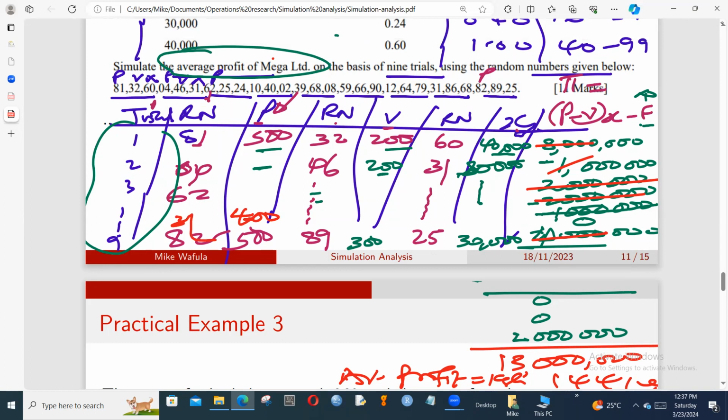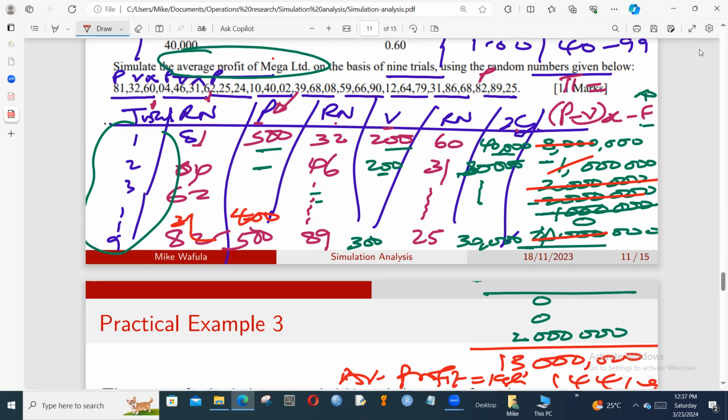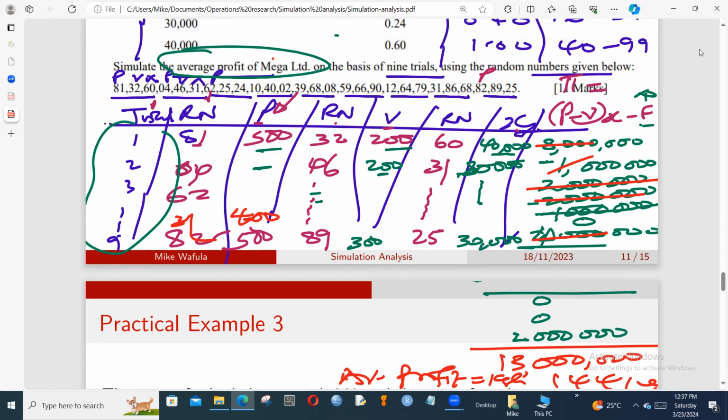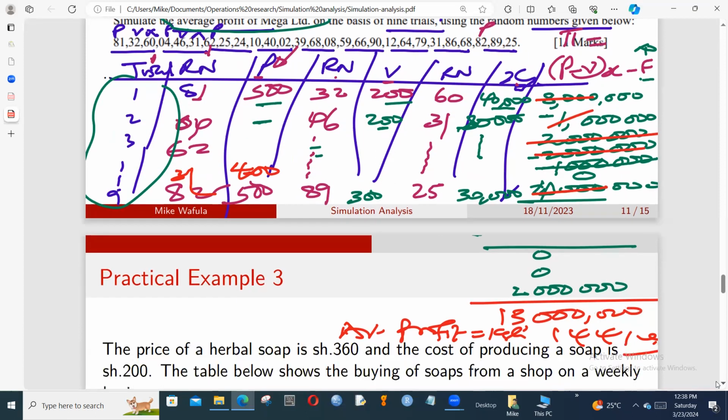100. So are we getting the profit to be 0? No, the profit is 2 million. It's 4 million, not 2 million. It is 4 million, Mwalimu. Then you less the fixed cost. 4 minus 200 times 30,000. That is 6 million. If you go to column, 40,000.